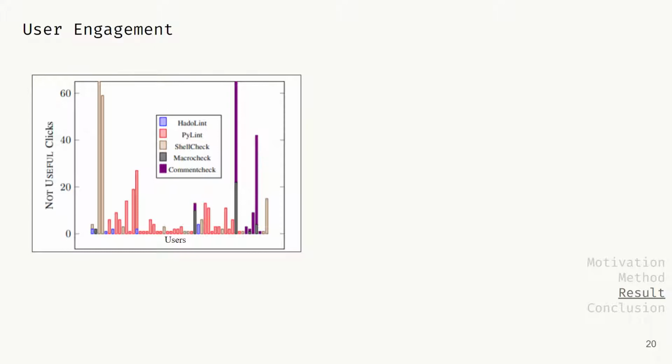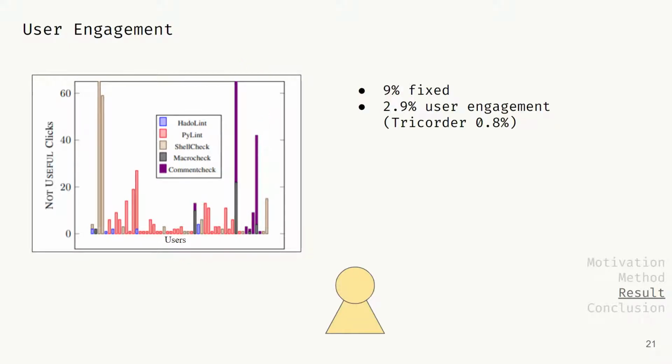We see that most users click not useful on comments for 1 to 2 different analyzers. We also see that a few users contributed to many of the not useful clicks, especially for ShellCheck and comment check. We estimate about 9% of the unique comments were fixed.